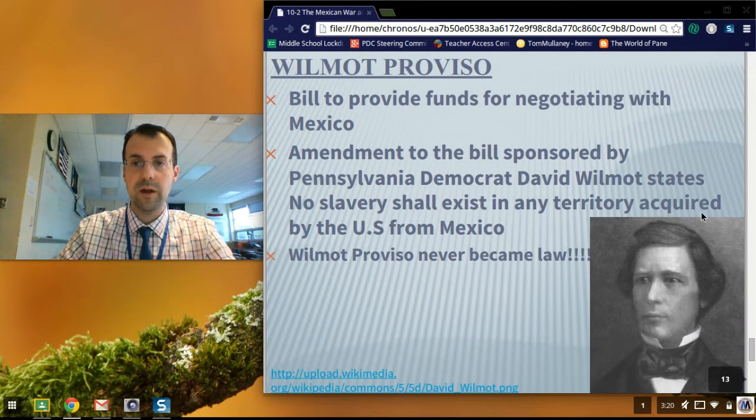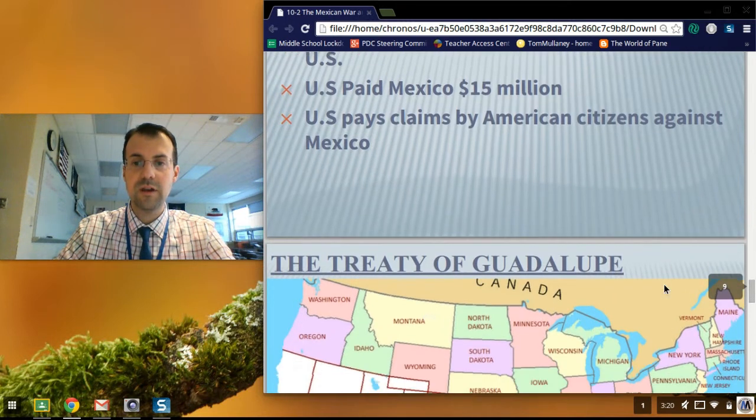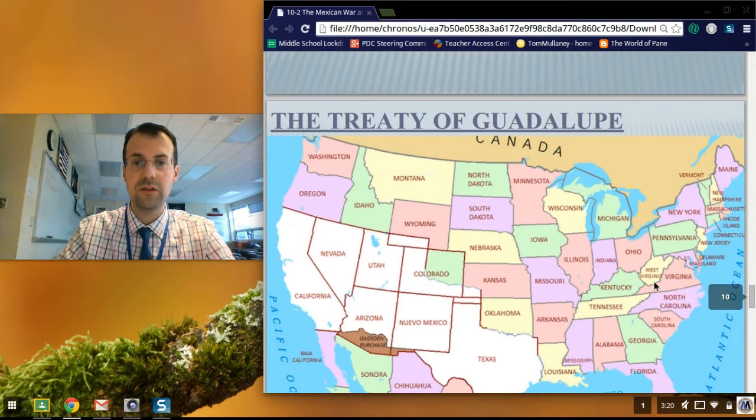Let me go back here. The treaty makes the country look like this. Now, this area is the Oregon Territory. We had worked out a treaty with England earlier to settle this, so we had access to the Pacific Ocean, but it still wasn't enough. We wanted this area down here.